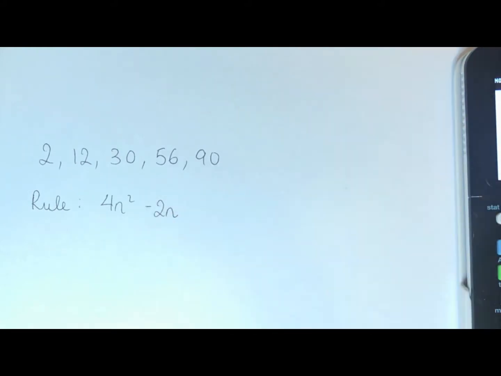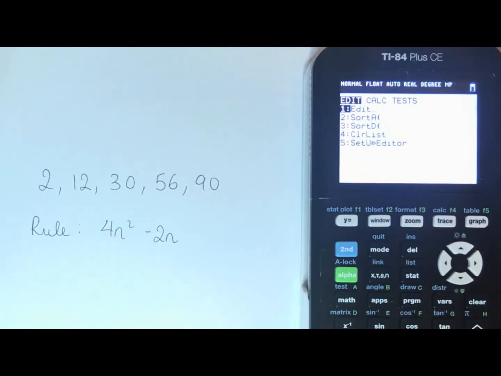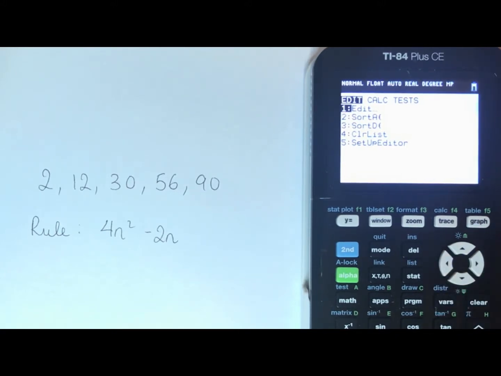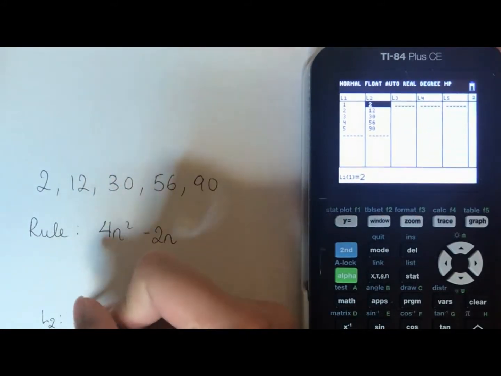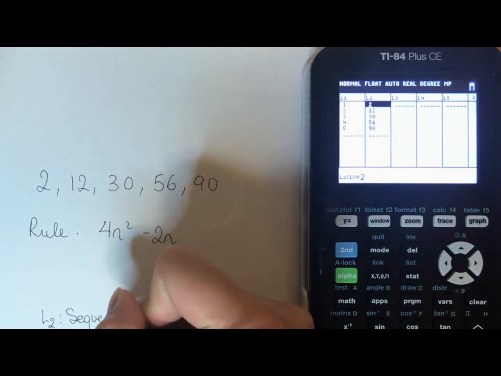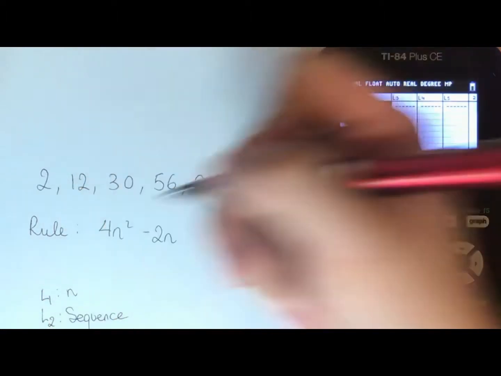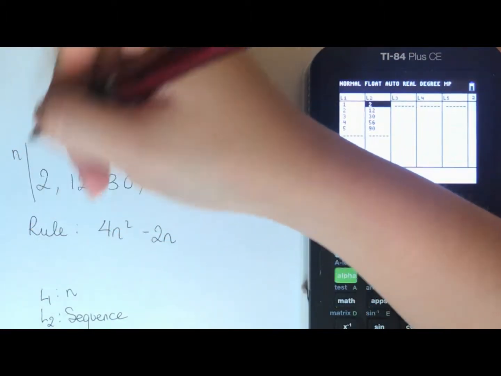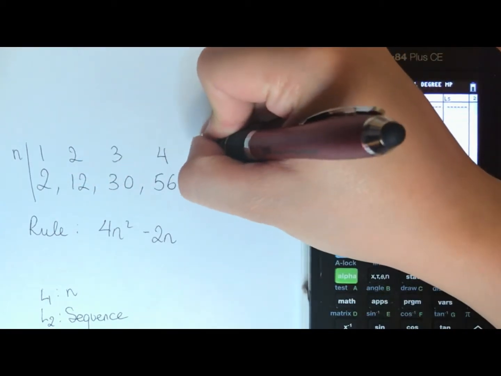However, to find this rule in the calculator, you will need to go to Start. This should work for any calculator that has the Start or the list function. So when you go to Start, you enter Edit. And I actually already put a number in here. For list 2, it is your sequence. L2 is your sequence, and then L1 is your n. And n in this case would be 1, 2, 3, 4, and 5.